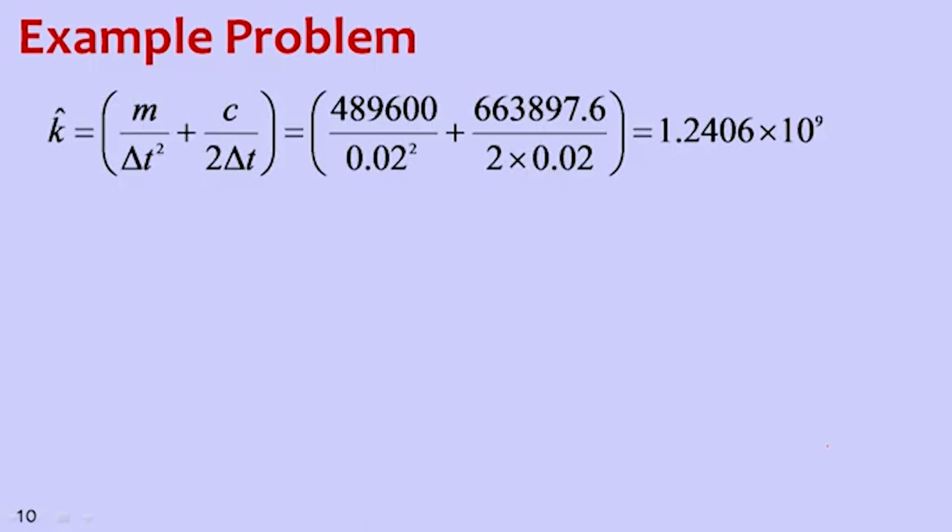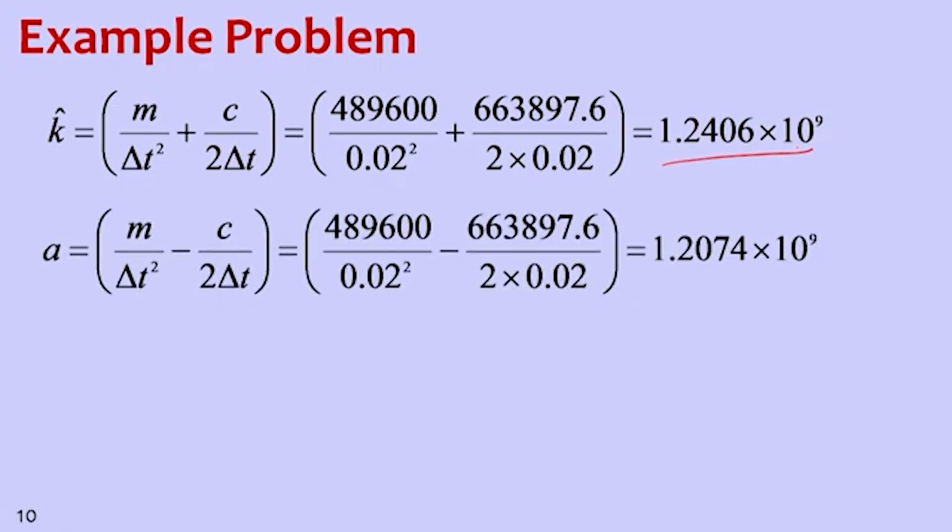So K cap, which is a constant, is calculated as m by delta t square plus c by 2 delta t. So m we have calculated as 489600 by 0.02 square plus 663897.6 by 2 into 0.02, which is coming around 1.24 into 10 to the power of 9. Similarly, we have another constant, A, which is calculated as m by delta t square minus c by 2 into delta t, which is coming around 1.2074 into 10 to the power of 9.